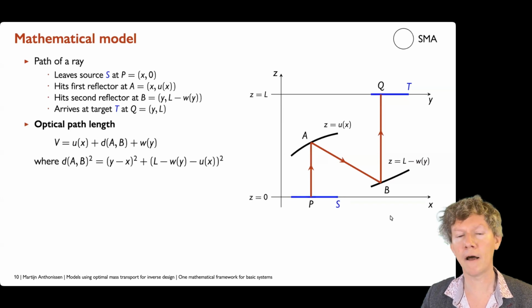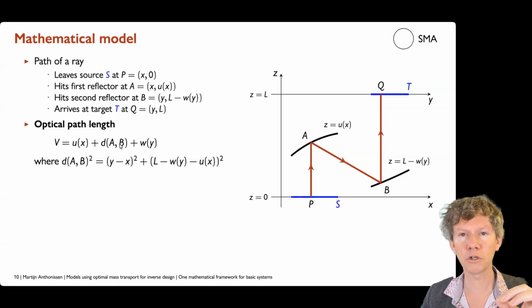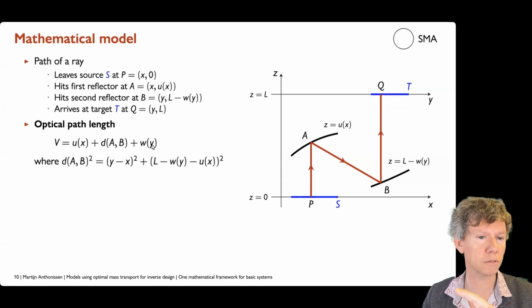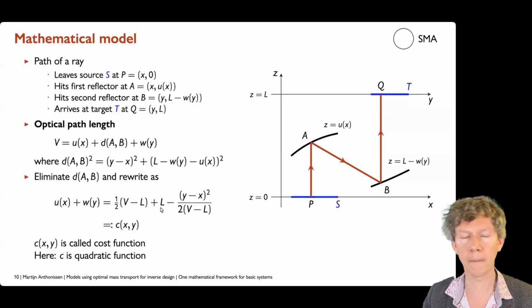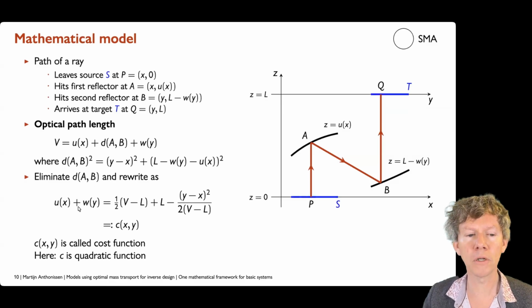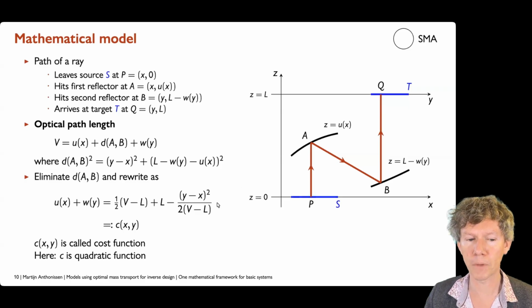We look at the optical path length. So a light ray travels the distance u from source to first reflector, the distance between the 2 points where the reflectors are hit, and then w from the second reflector to the target. With the coordinates, you can find d here, and you can rewrite this in such a way. So what I have here on the left are my 2 unknown functions u and w, and apparently the sum equals some cost function, c(x,y). So this expression here, in principle, this is known. Capital V and capital L are constants that I choose in designing my optical system. And then I have, in principle, a known function here.